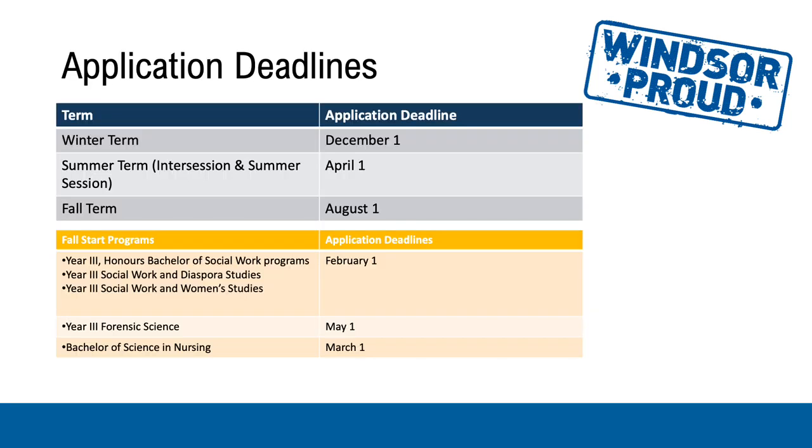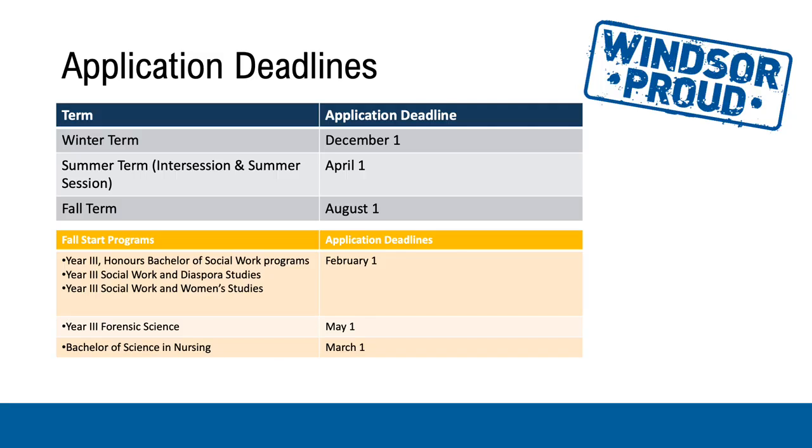Application deadlines. For some of you, you're probably thinking of applying to UWindsor for the winter term. If that's the case, the application deadline is December 1st. However, we do encourage all transfer students to apply earlier, as this will give your admissions officer some time to process your transfer credit assessment. If you're thinking of applying for the summer term, the application deadline is April 1st. And if you're thinking of applying for the fall term, the application deadline is August 1st.